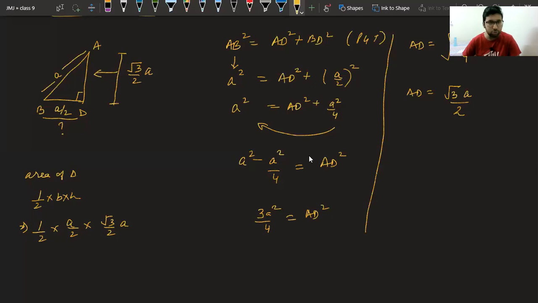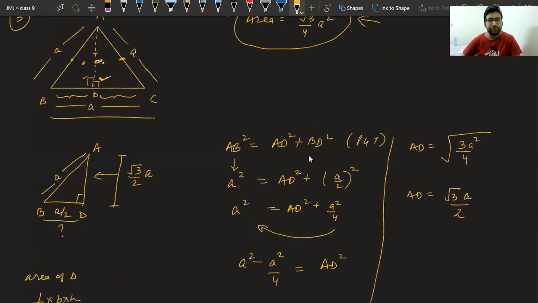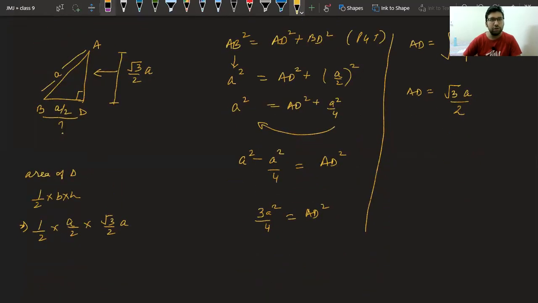Base is not A upon 2. Yes, you are correct. Who is this? Ananya. Thank you, beta. Base is complete A. This was wrong. This was giving us A root 3 upon 8, which is wrong because the triangle is not this one.